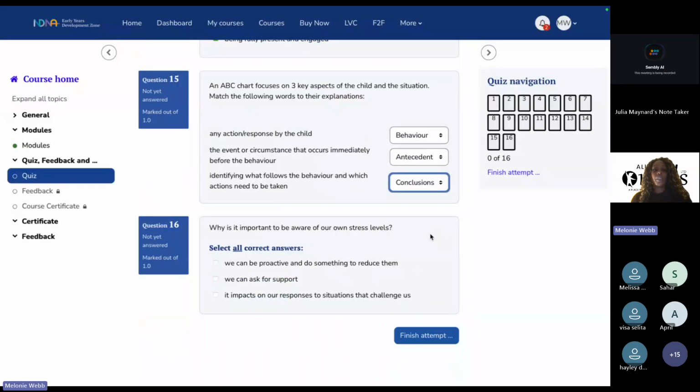Why is it important to be aware of our own stress levels? One, so that we can be proactive and do something to reduce them. Two, so that we can ask for support. And three, because it impacts on our responses to the situations that challenge us. Yes, 100%.